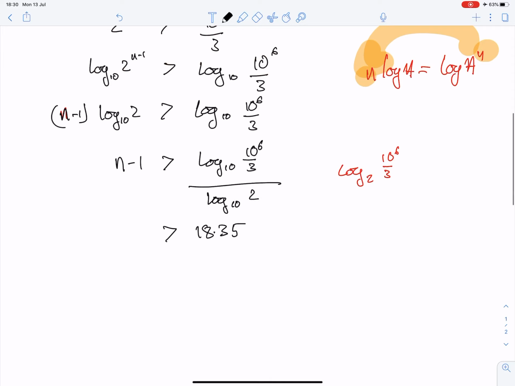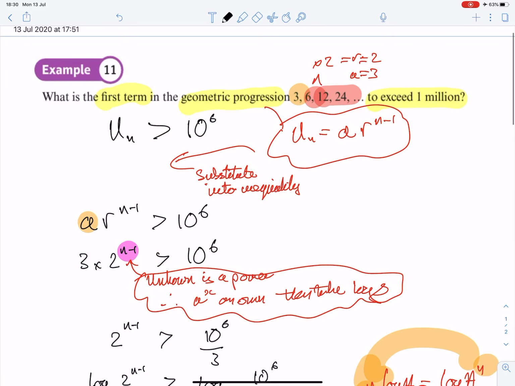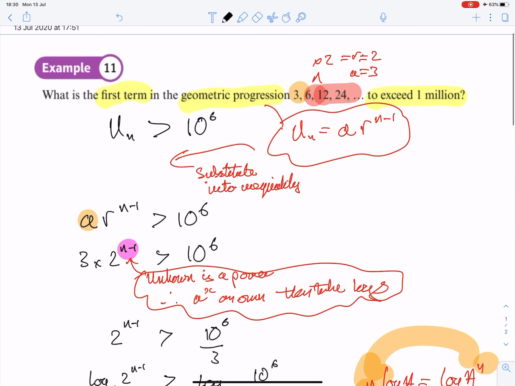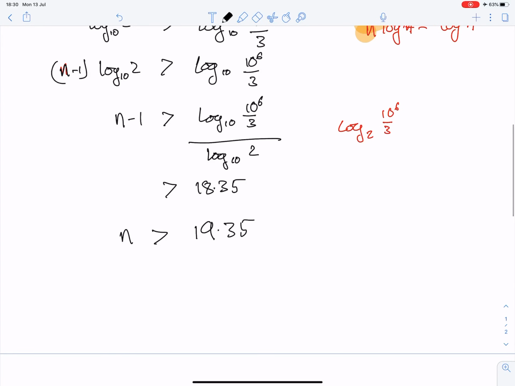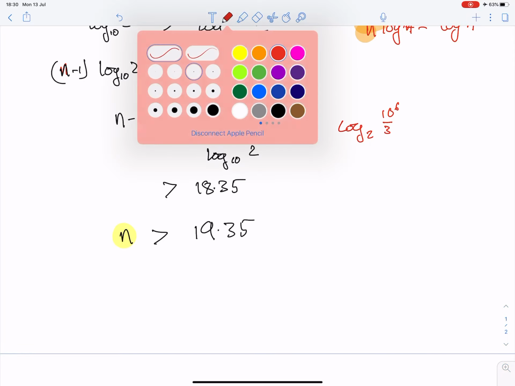18.35. So n is greater than 19.35. Look at the context. What is the first term in the geometric progression to exceed 1 million? So if n was 19.35, it would be basically 1 million, depending on the rounding, but we've got to have a whole number. Yeah, n must be an integer. It's a position in the sequence.